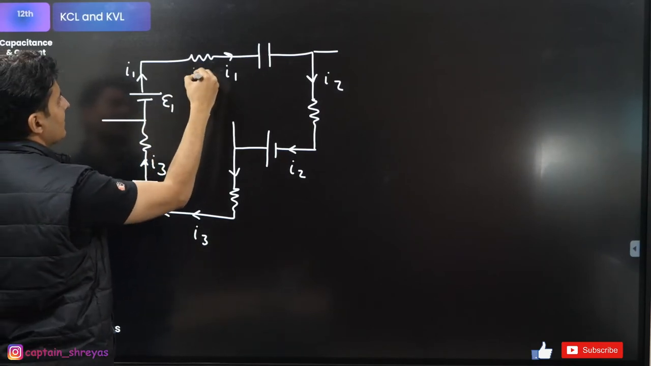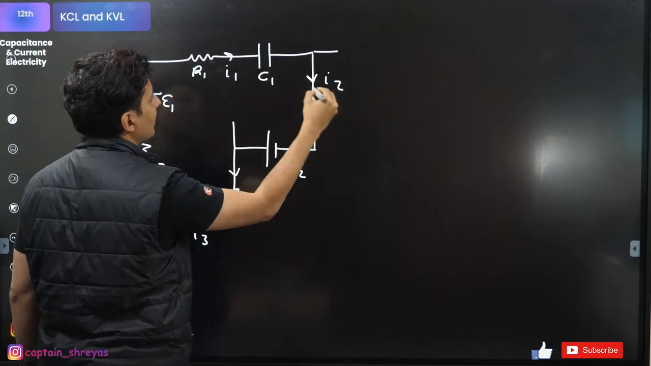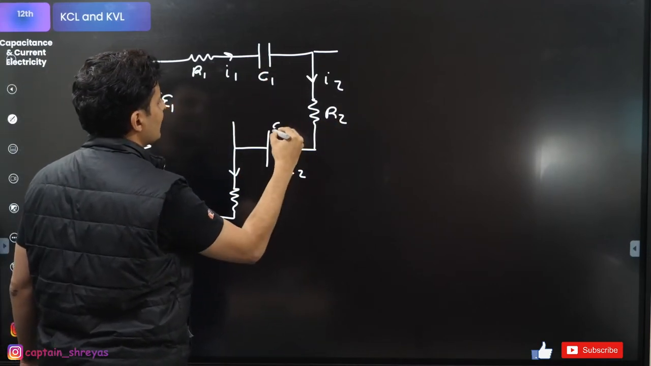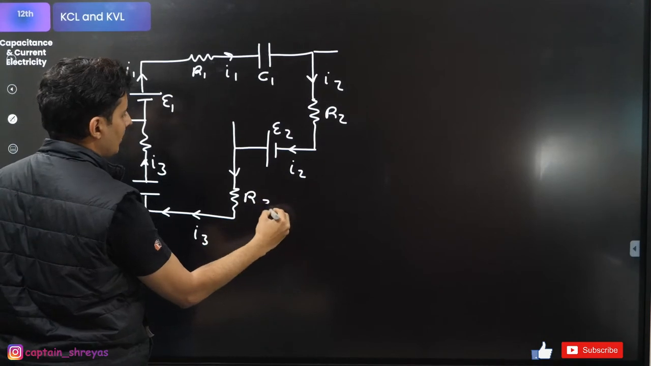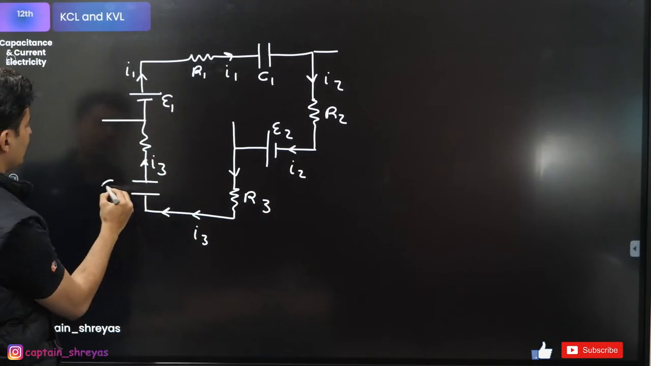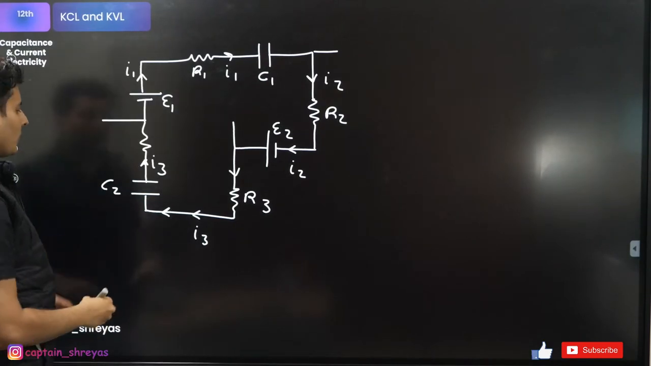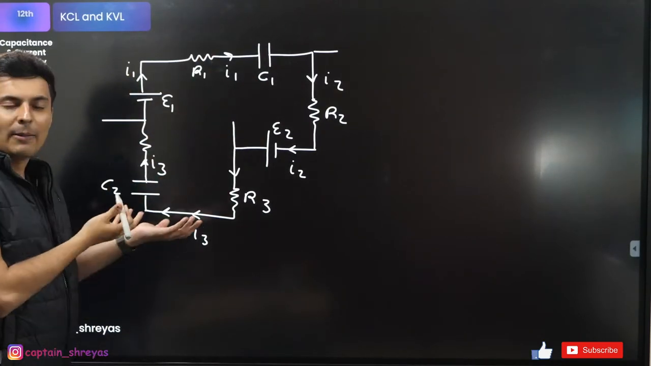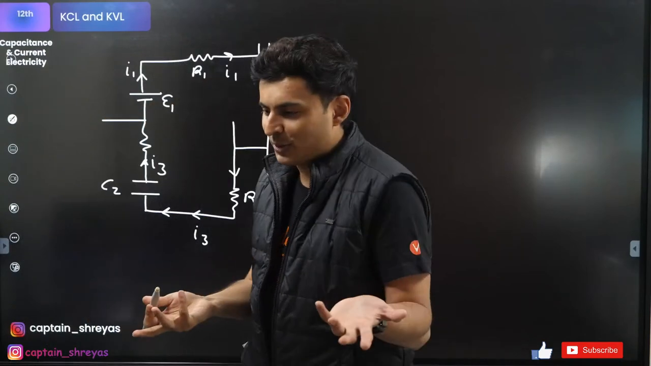This is E1, this is R1, this is C1, this is R2, this is E2, this is R3, this is C2. Okay, let's try to go around this loop and apply KVL. Let's just apply Kirchhoff's voltage law.